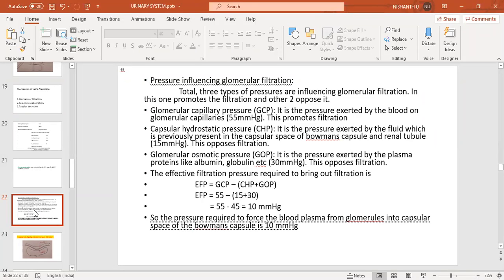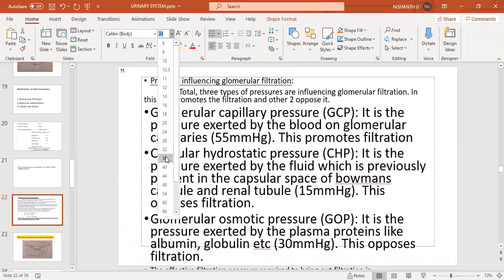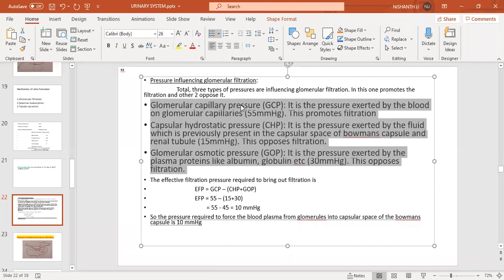Now we have to understand certain things. That means, what are the different pressures which will influence the glomerular filtration. There are three different types of pressures. I will just highlight them, you just go through. One is glomerular capillary pressure, second is capsular hydrostatic pressure, and third is glomerular osmotic pressure. Don't think that it is very complicated, it is a very simple concept.